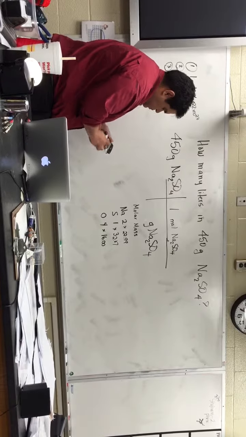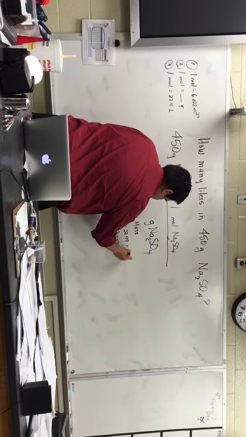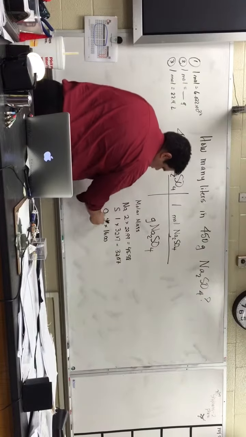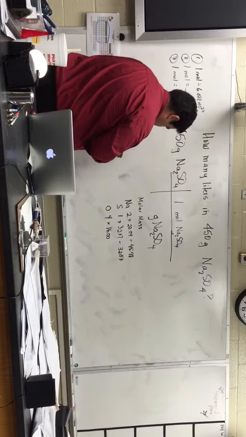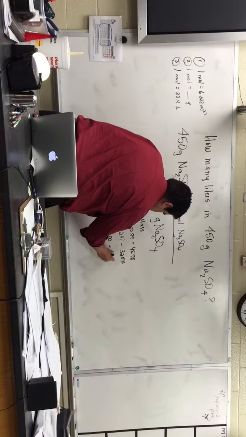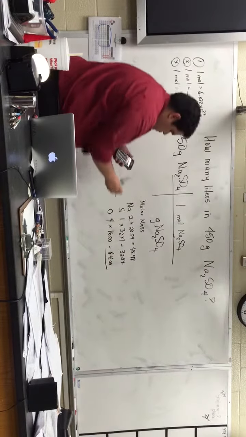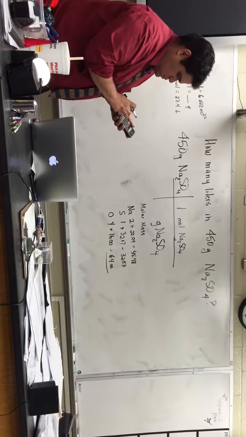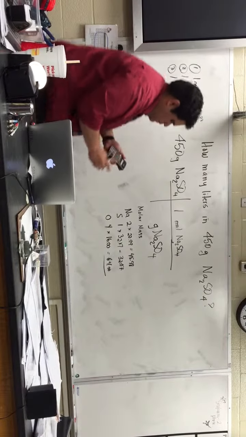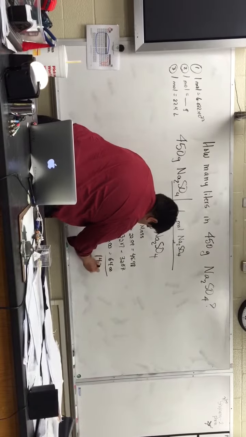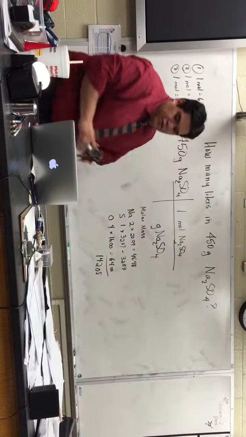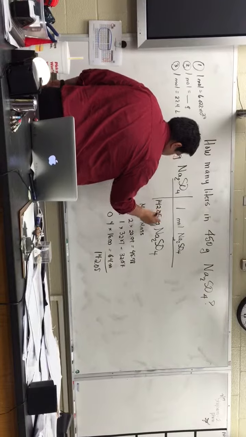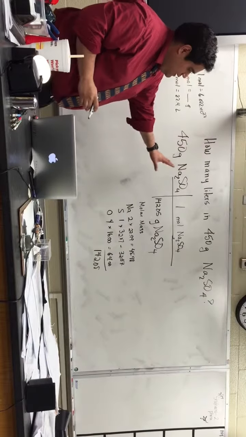22.99 times 2 equals 45.98. This equals 32.07. And then 16 times 4 equals 64. You add up all 3 of those numbers. And the molar mass for the entire compound is 142.05 grams. I go over here, I write 142.05 grams, and therefore I now will go back and look.